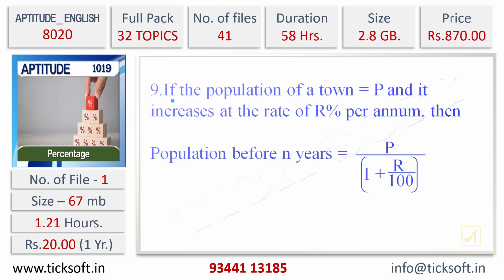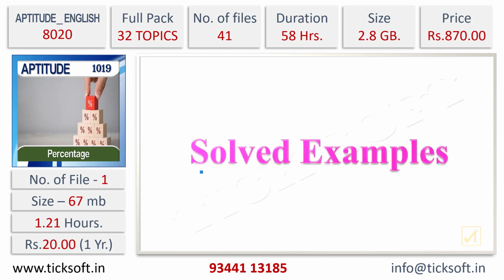And now the ninth formula is here. If the population of a town is equal to P and it increases at the rate of R% per annum, then the population before n years will be equal to P divided by 1 plus R by 100 whole power n. So now by using all these formulas only, we are going to see the problems. Now let us see some solved examples here.